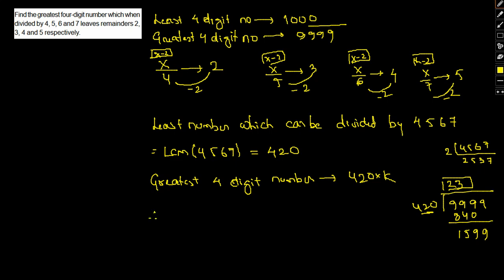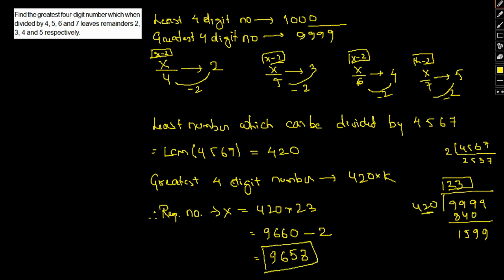So therefore our required number x would simply be 420 into 23, that is 9660, and this minus 2, this is x, so minus 2, that is 9658. So this will be our answer. Okay, so 9658.